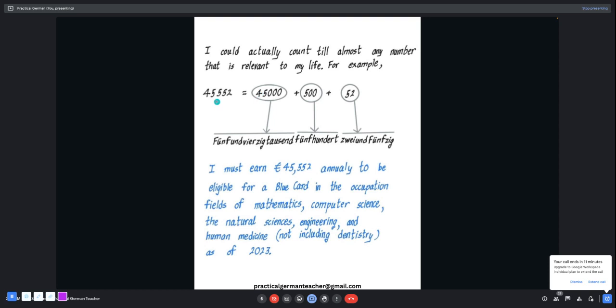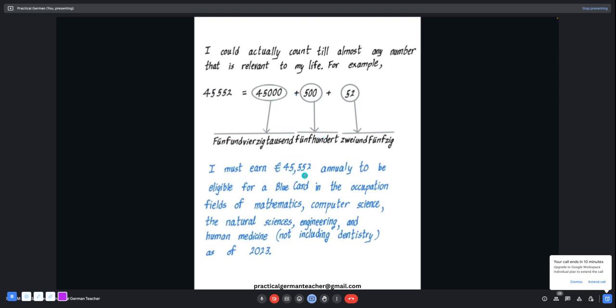So how do you count this number? Can someone just read this number for me? I'll let Rishi read. So 45 thousand 520, so 52, sorry. Right. So I hope it is obvious, right?